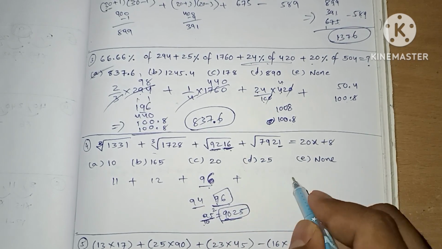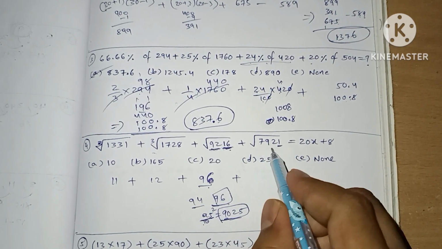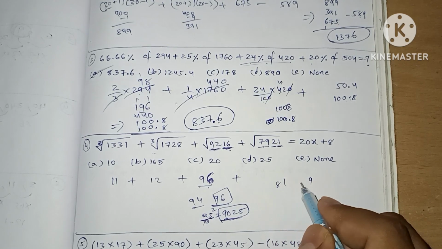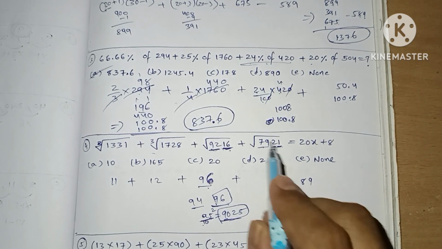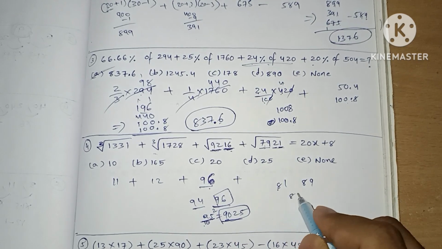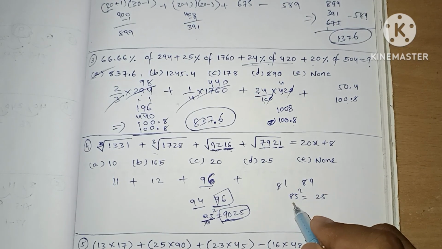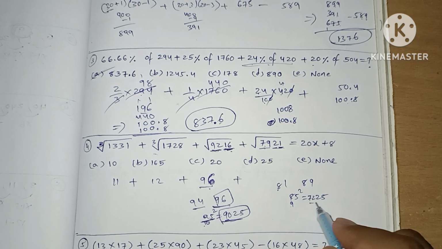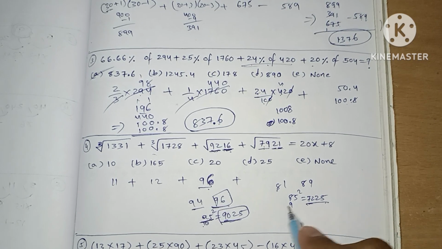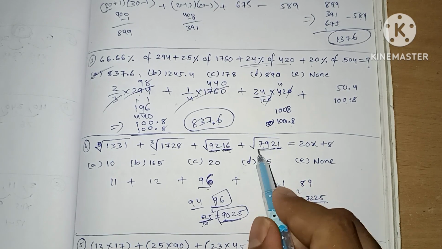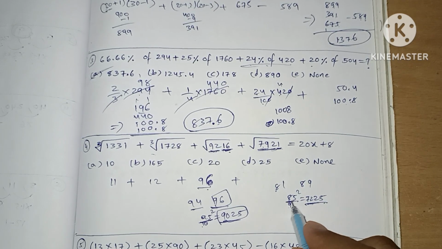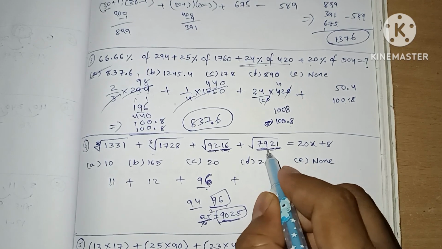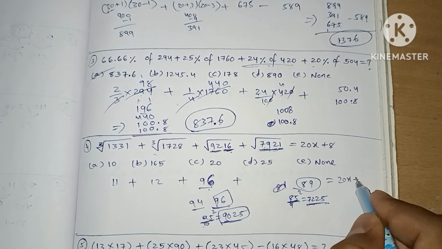Here the unit digit 1 means either 1 or 9. Leaving 2 digits, we have 79. Nearest square is 8 square 64. 9 square will be 81, greater than 79. So we'll take 8. I know 85 square, which will be 25 at the end. 8 plus 1, 9. 8 9 times is 72. So 7225 is 85 square. This number is greater than this one. So greater than 85 square. So our answer will be 89 for this one. 89 square is this one, equals 20x plus 8.